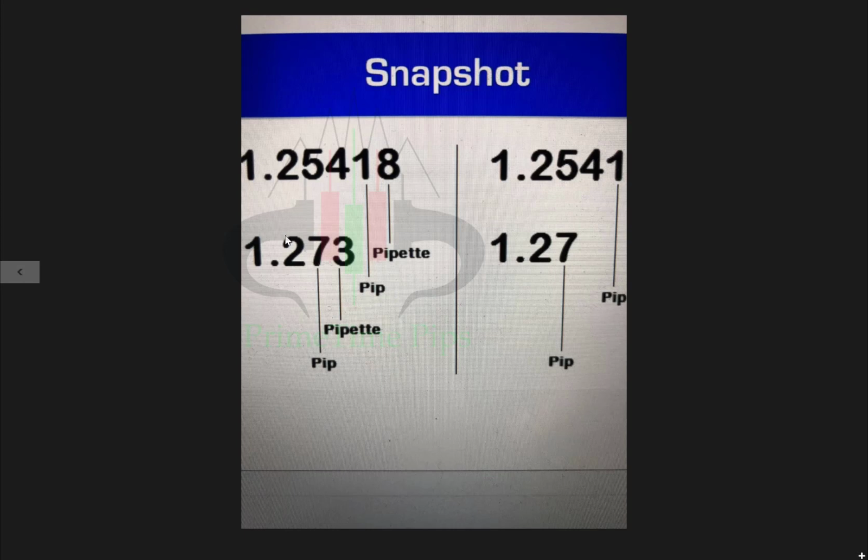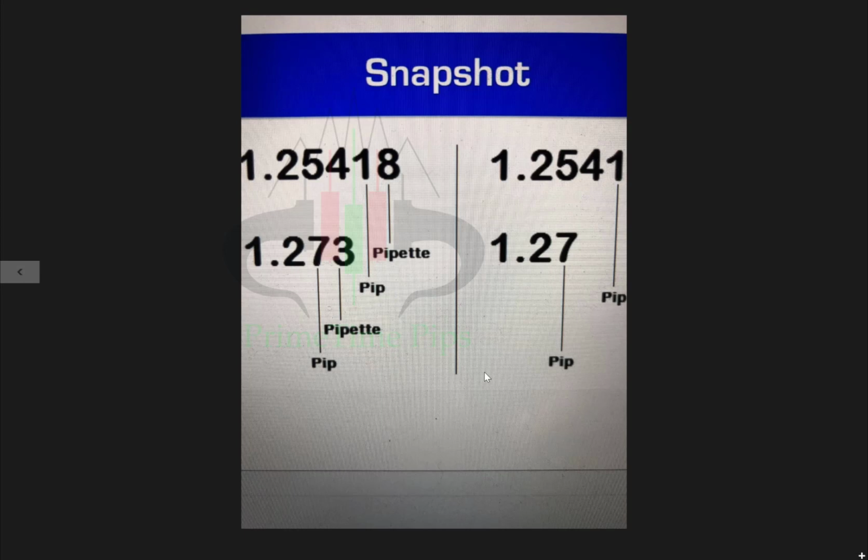And then you have your pairs like the Japanese yen that have three numbers after the decimal. The second number after the decimal is the pip, and the third is the pipette. And on the right side, you see that it's cut off like that. Boom. That's what you're looking at for the pip, right there.